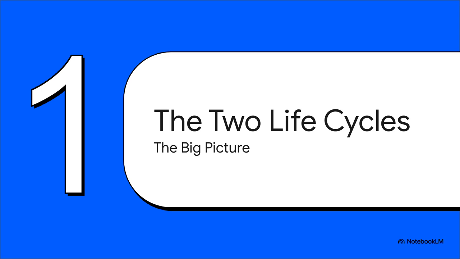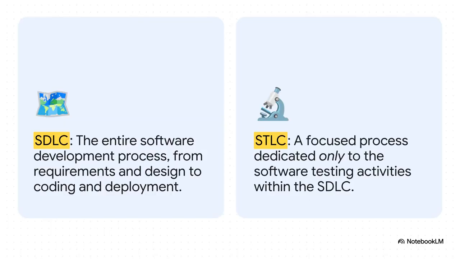Okay, so let's get into it. To really understand testing, first we gotta see where it fits on the bigger map. See, building software isn't just chaos and code. It's a journey with a pretty clear path, what we call a life cycle. And turns out there are actually two of them we need to know about. So on one side, you've got the SDLC, the Software Development Lifecycle. This is the whole shebang, right? From that first little spark of an idea all the way through coding, launching the app, and then keeping it running. But then, on the other side, you have the STLC, the Software Testing Lifecycle.